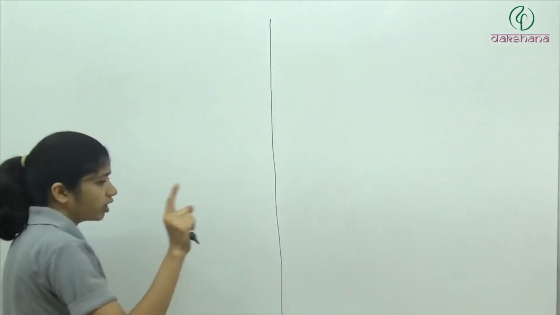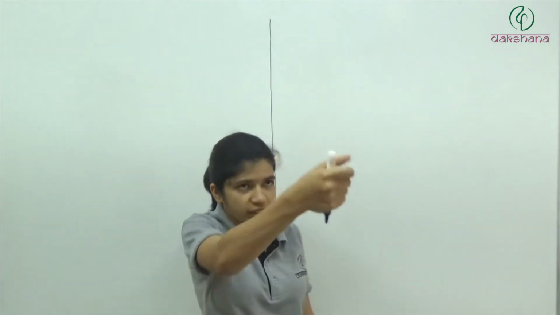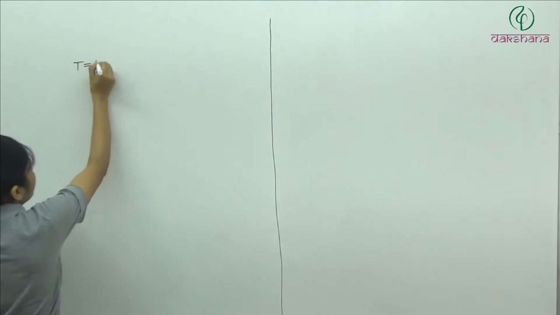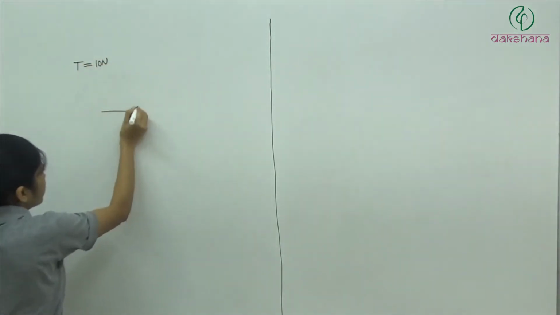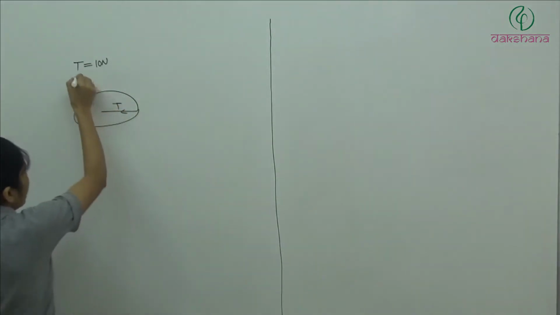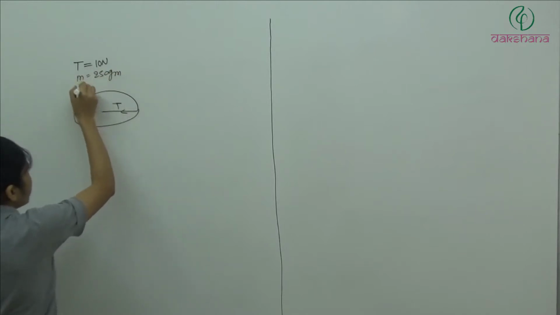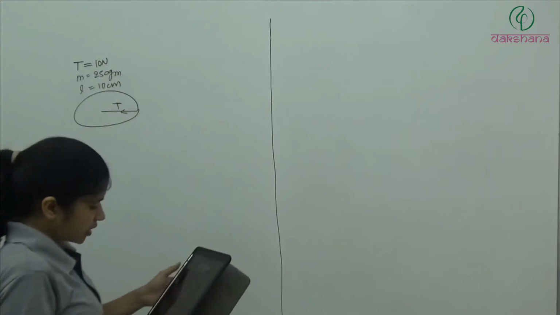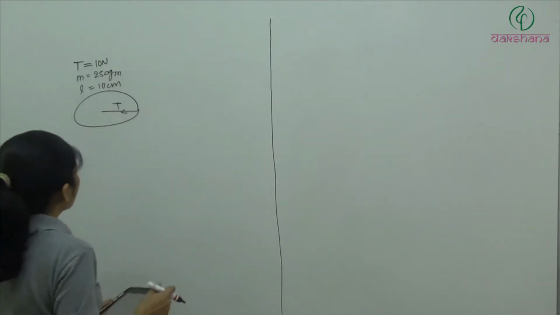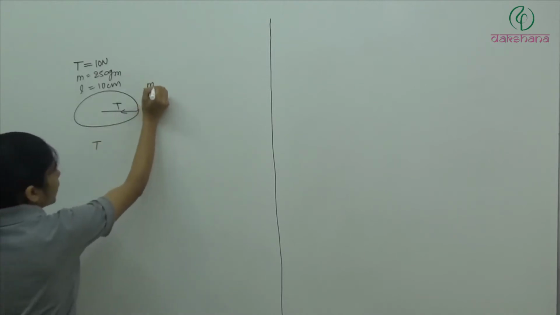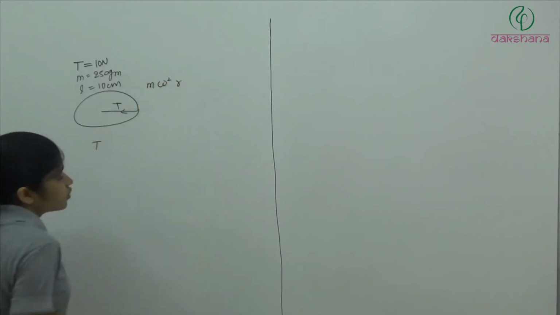So if it is moving in a horizontal circle, the tension will provide the necessary centripetal force, and that tension is maximum, T is equal to 10 Newton. So this particle is moving in a circle like this, and this tension is providing the necessary centripetal force. Mass is equal to 250 gram and the length of the string is 10 centimeter. Clear? It is 10 centimeter. So the necessary centripetal force will be m omega square r or mv square by r.